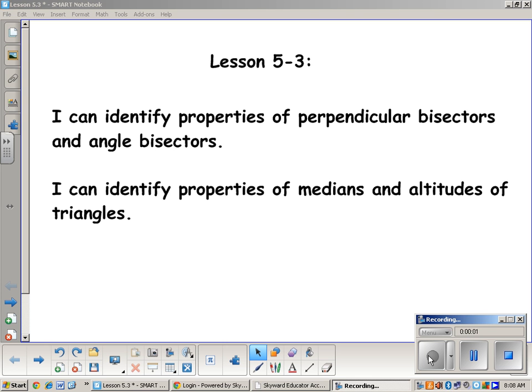Talk about properties of perpendicular bisectors and angle bisectors. Then we're going to talk about properties of medians and altitudes. Okay. All talking about triangles.